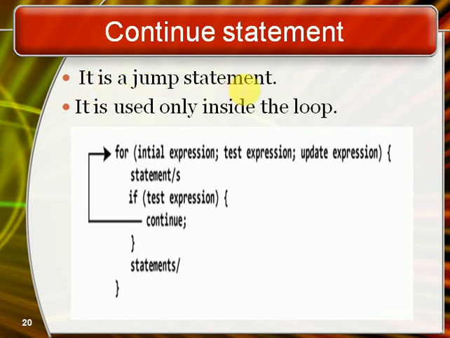It is basically a jumping statement. It is used only inside the loop, and it's used to transfer the control back to the start of any loop. It is a usage of the continue statement within the body of a for loop that is helpful to transfer control to the start of the for loop.